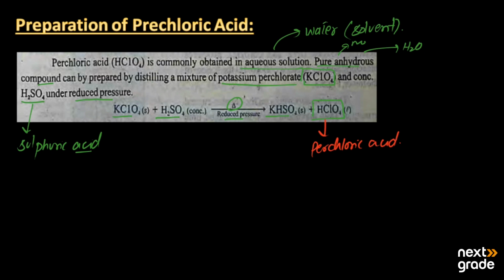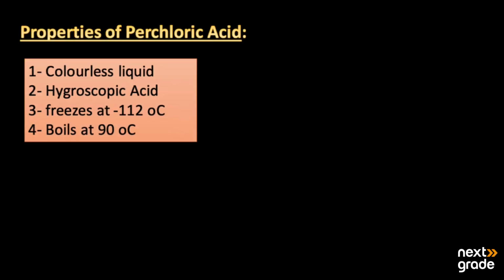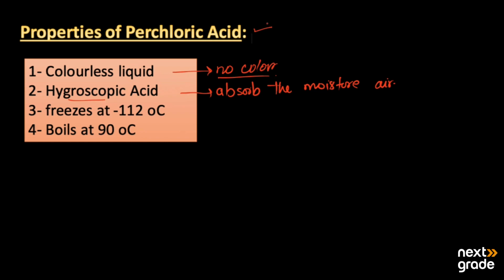Now what are the main properties of perchloric acid? Let's have a look at its properties. It mainly has four basic properties. The first one is that it is a colorless liquid. It means it has no color. Then it is a hygroscopic acid. The word hygroscopic simply means substances that can retain or absorb moisture from air. So perchloric acid can be used to measure the moisture or humidity level in the air because it can absorb the moisture from the air.